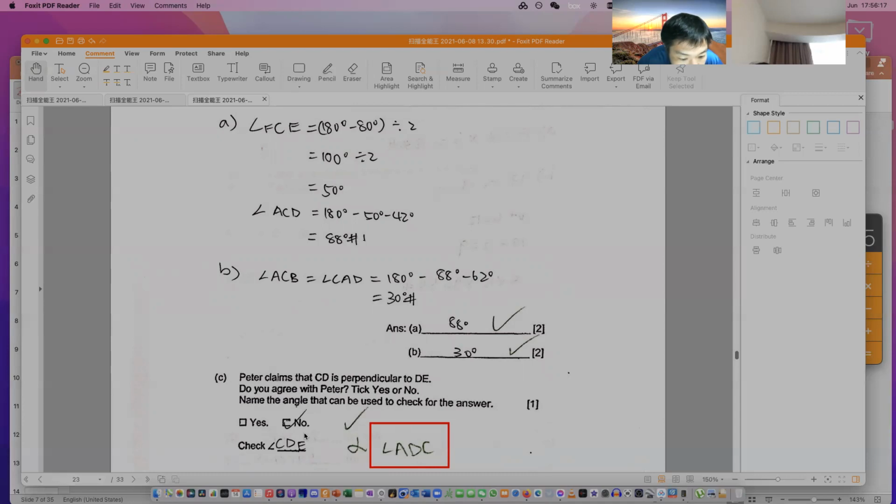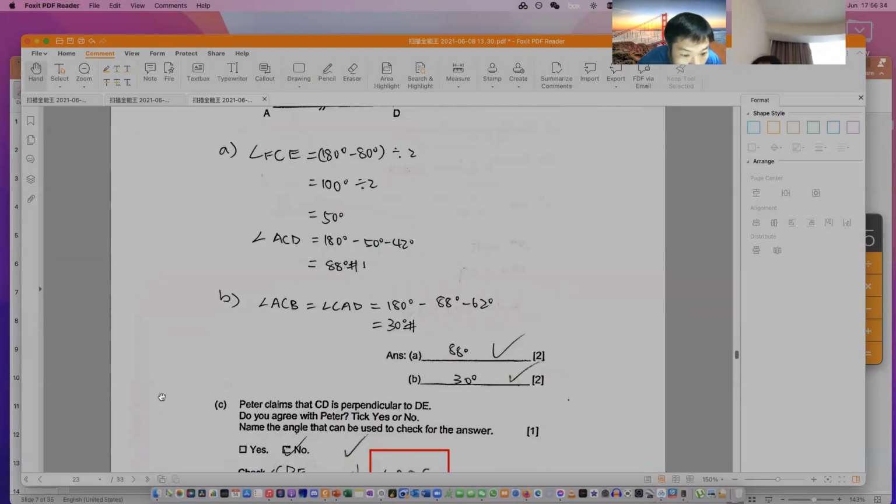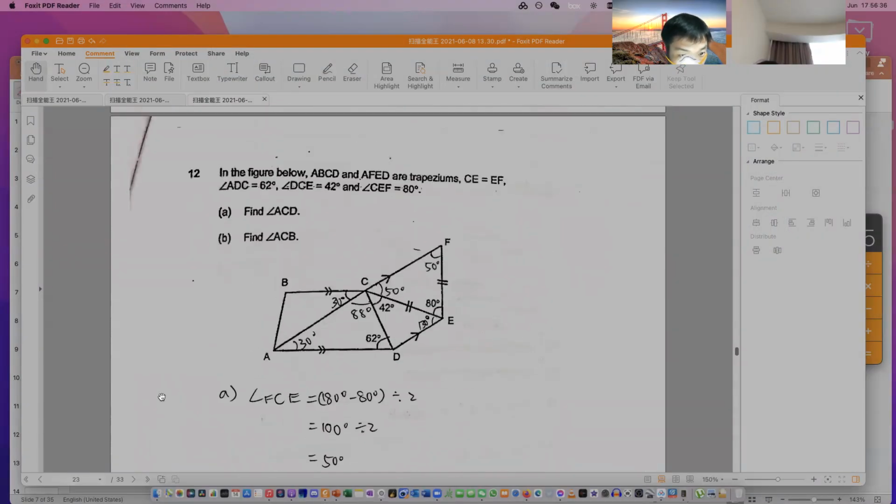I don't understand why CDE is. Oh, why CDE cannot be used to check the answer, is it? You are asking. Yeah. Oh, so the answer is ADC. Then you also want to know, can CDE be used or not? Okay, let's look at it together. CDE, where is CDE? CDE is this.